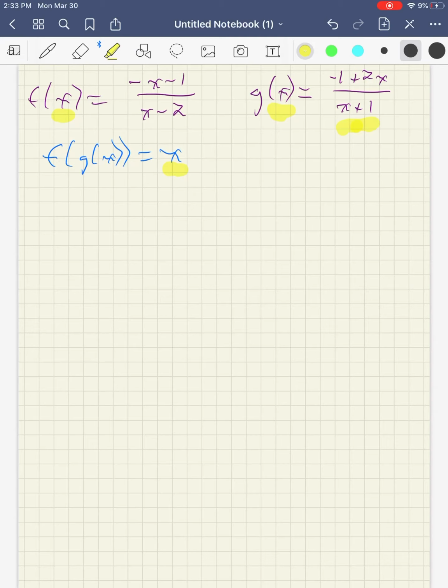Okay? So I have to do that, f of g of x equals x, and I also have to show that g of f of x equals x. It needs to work in both directions. Okay, so let's try the first way. So f of g of x.